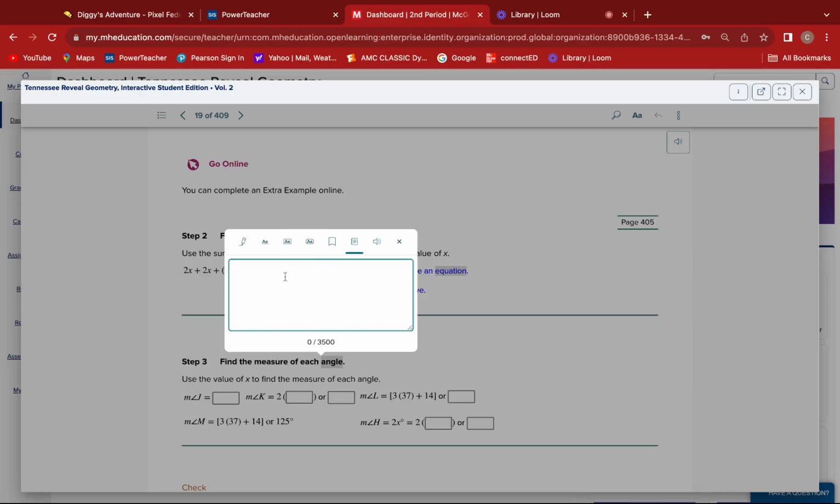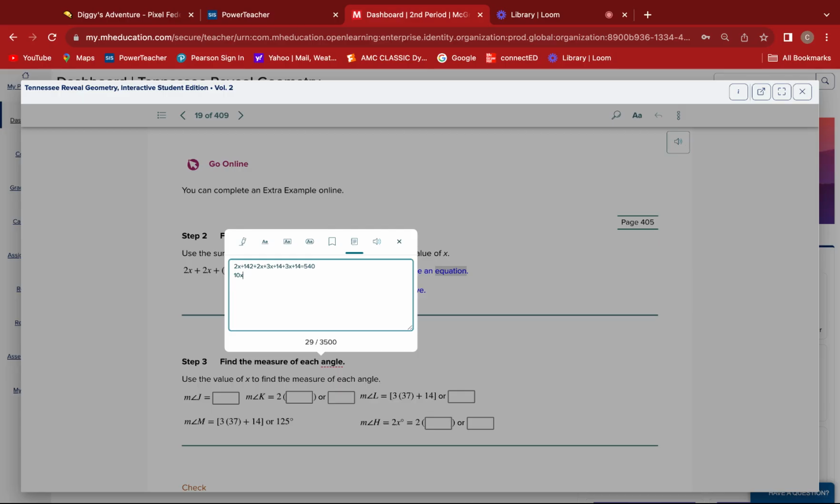So let's see. It was 2x plus 142 plus 2x plus 3x plus 14 plus another 3x plus 14 equals 540. Okay, everybody, like terms. I'm going to combine all of my x's together. 2x, 2x, 3x, and 3x. So that's 2 plus 2 is 4, plus 3 is 7, plus 3 is 10. So it'll be 10x.